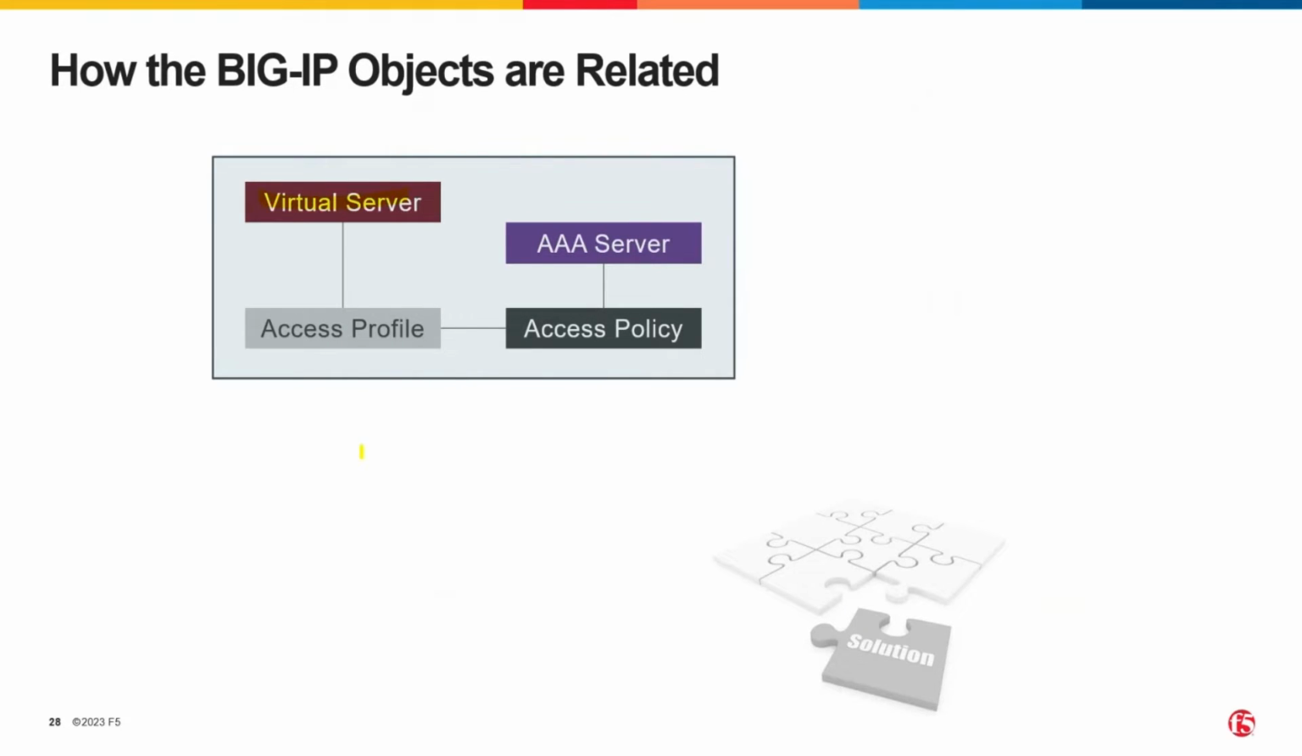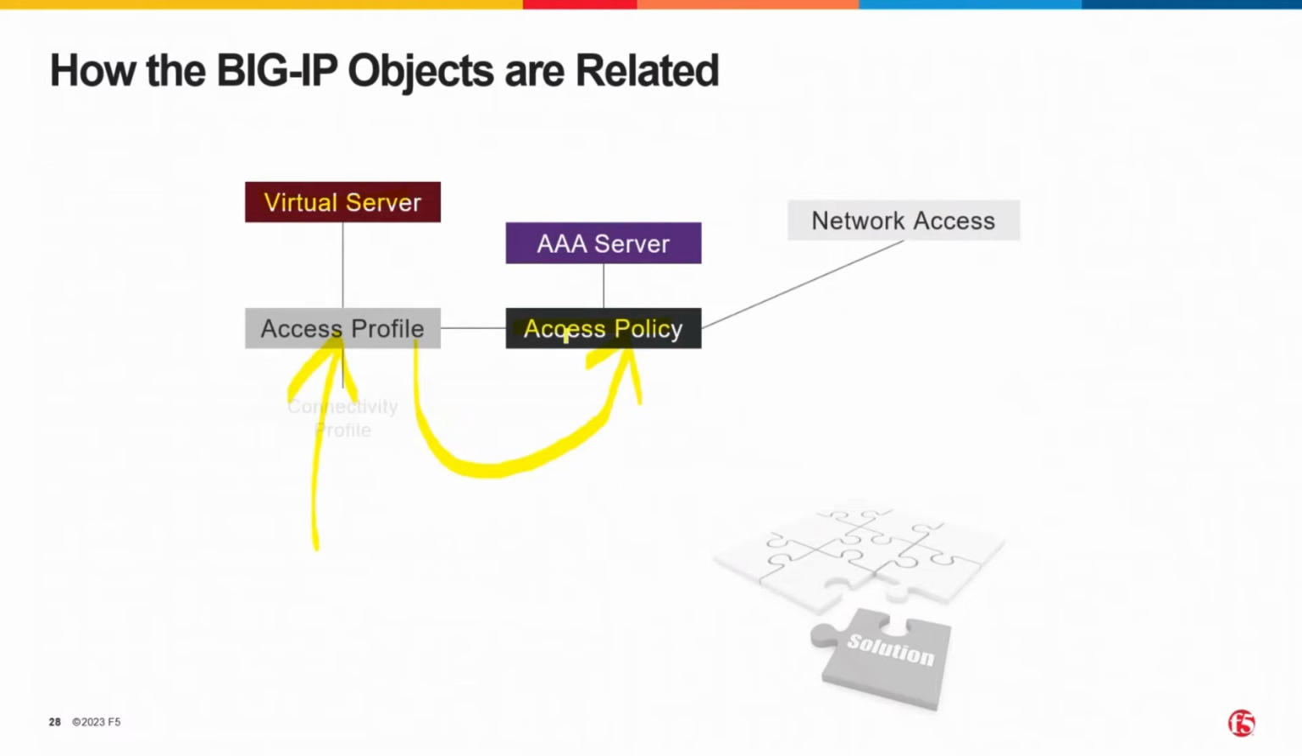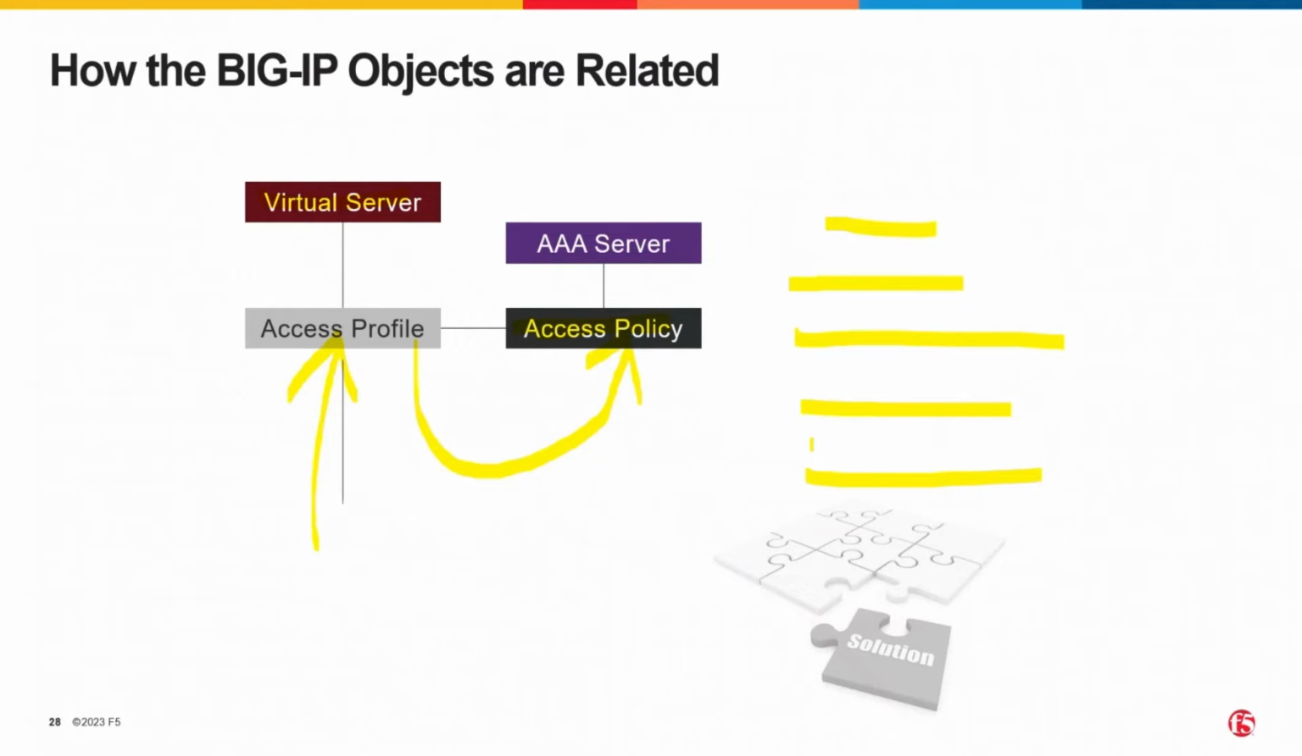So yeah, that's the relationship between those objects. So virtual server will be assigned with this access profile, and access profile with access policy, and actually within access policy will be everything else. So within access policy, you decide that there is some kind of configuration, resources, and ACLs, and so on and so on. This is something we are going to configure later on.